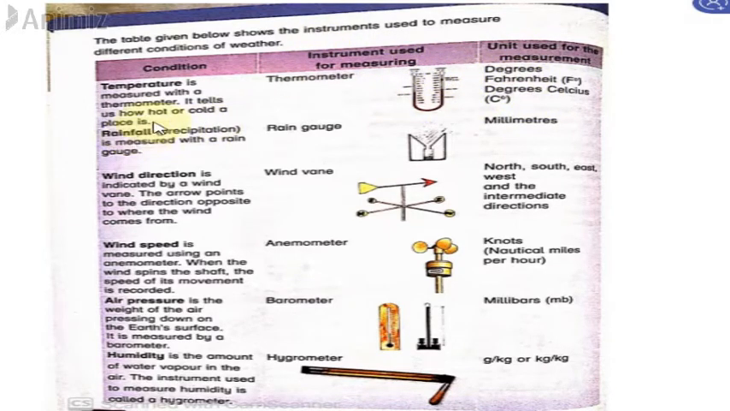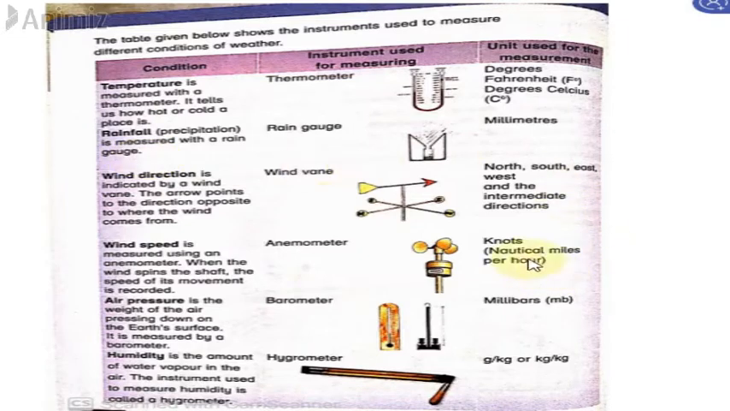The second condition that affects weather is rainfall, or precipitation. I've already told you that precipitation is when there is evaporation, when there are water vapors in the air, and those water vapors are converted into solid or water form and start falling from the sky. They are called precipitation. Rainfall is measured with the rain gauge. This is also an instrument which is used to measure rainfall.